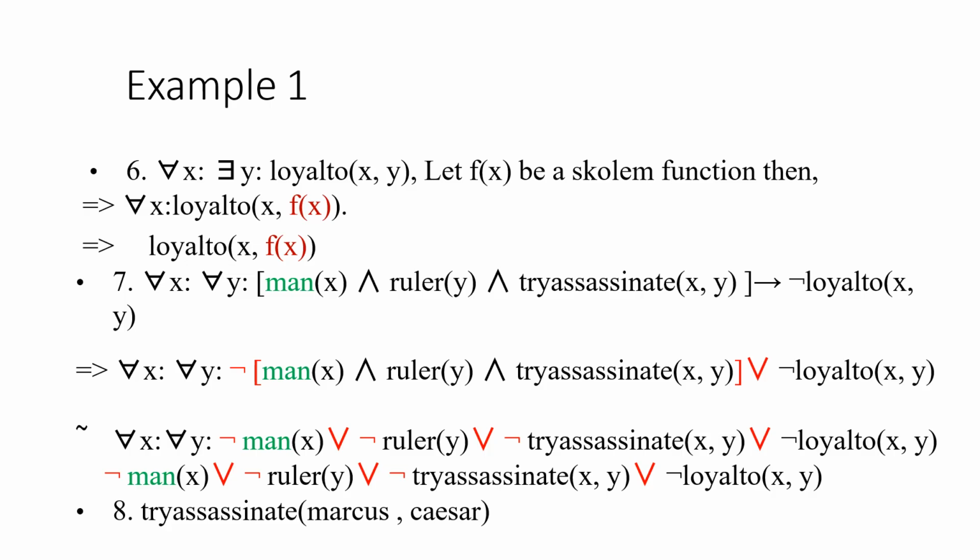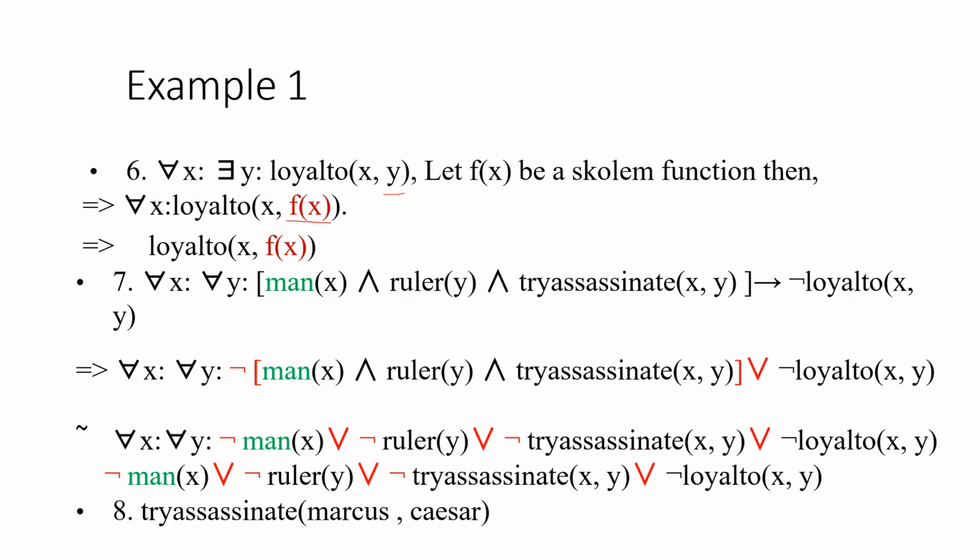Next sentence, that is for all x some y loyal to x comma y. So here it is actually x comma y. Then here we can use the Skolem function. We can convert this y into f of x. This is the Skolem function, f of x is a Skolem function. Then we can remove this for all x and some y. So it will become loyal to x comma f of x.